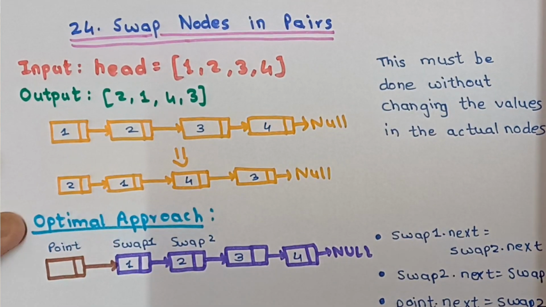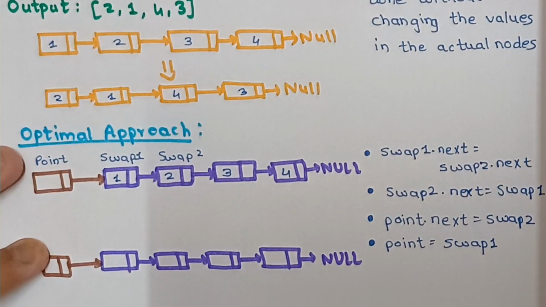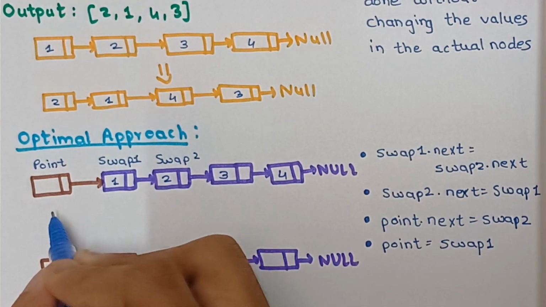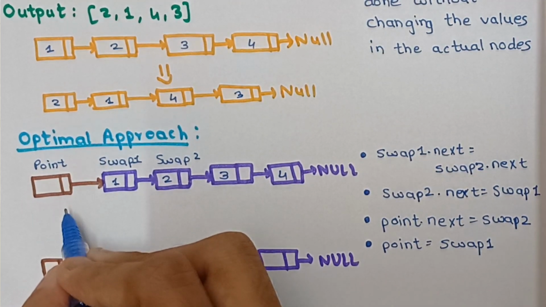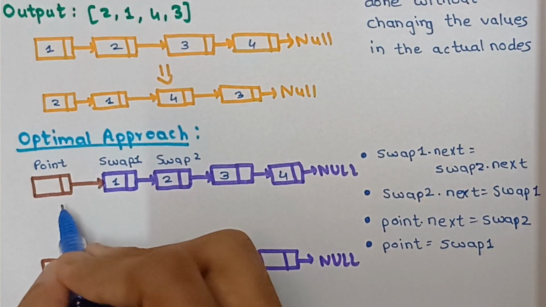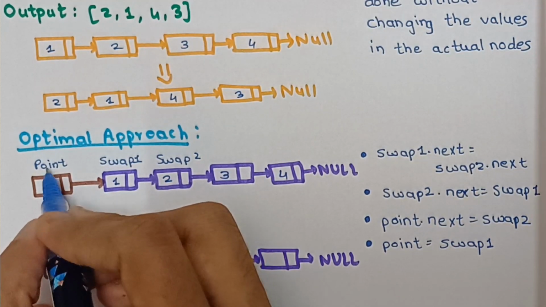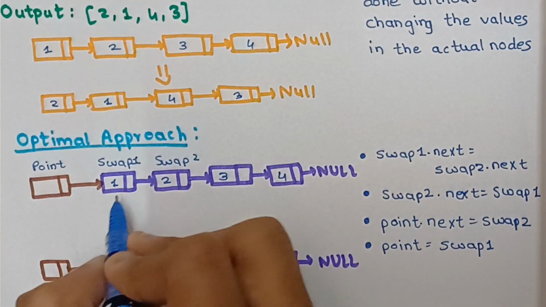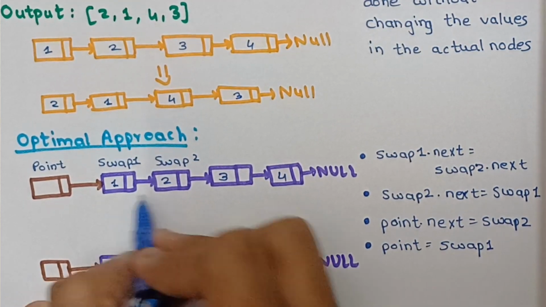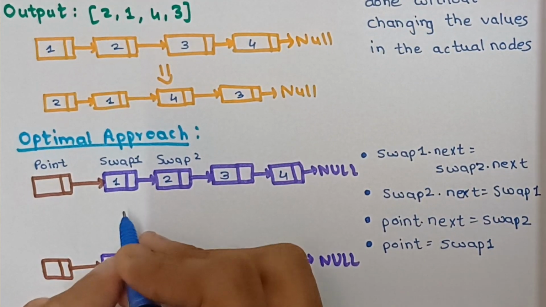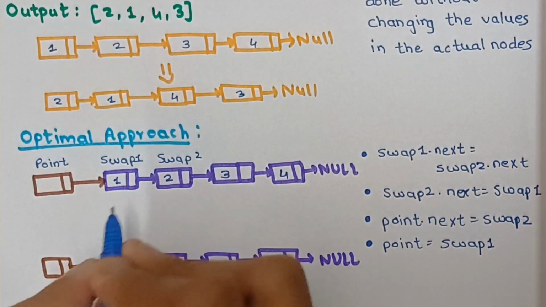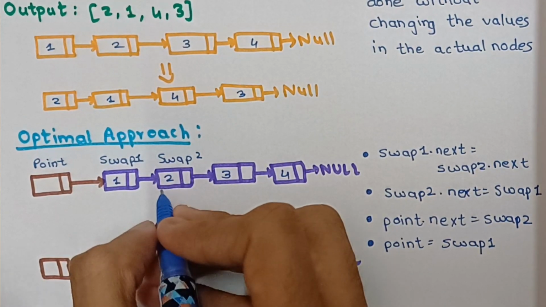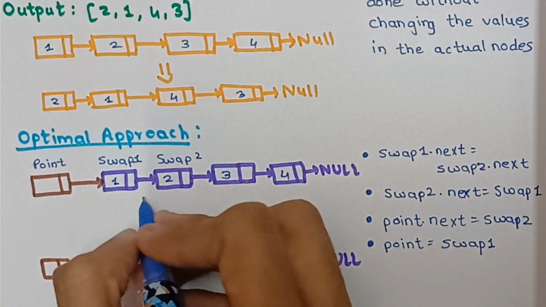So let's understand the approach. In the approach, we will create one new dummy node, and we will take one pointer named point. Then we will take the swap 1 and swap 2 pointers at the starting of the linked list, at the 1 and 2 nodes. The approach is very simple. We cannot swap the actual numbers from the nodes, we have to swap the actual nodes.